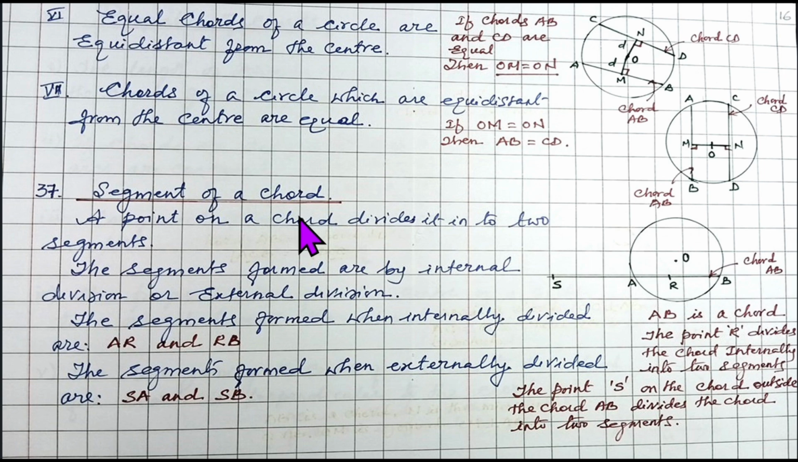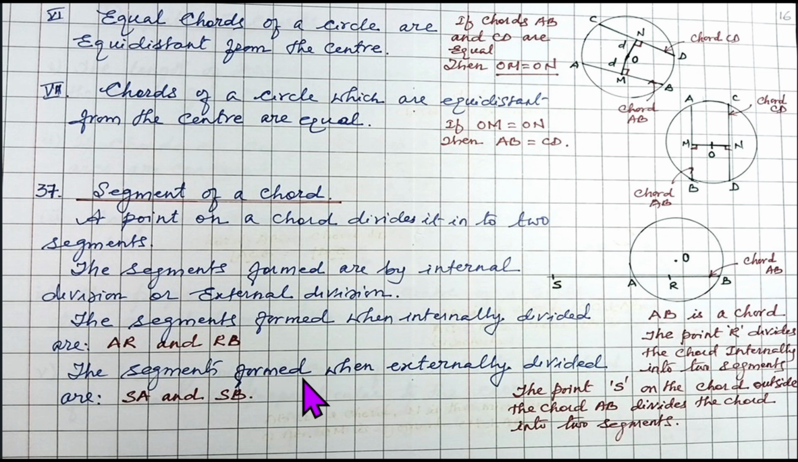Now coming to the segments of a chord. A point on a chord divides it into two segments. If AB is a chord, if you take a point on it, then it divides the chord into two segments. The segments are formed by internal division or external division. The segments formed when internally divided are AR and BR. So here point R divides the chord internally, that is AR and BR. They are the segments of the chord.